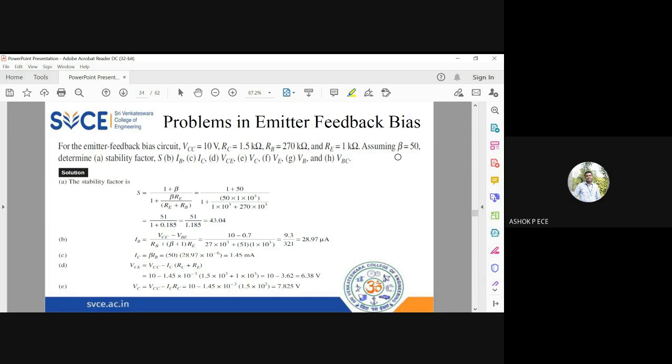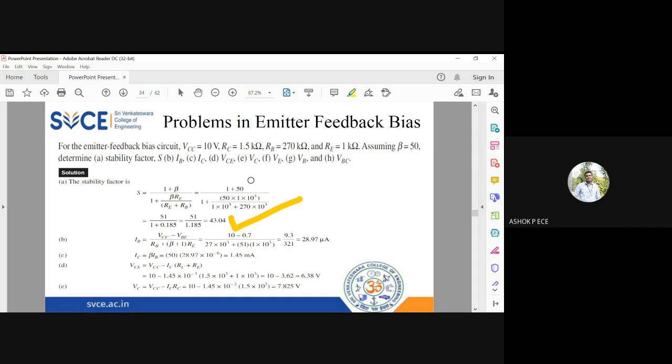So see, the first thing, stability factor. See, all these formulas you have to remember. So stability factor is (1 plus beta) by (1 plus beta into RE by RE plus RB). So substitute everything and you get the value as 43.04. 1 plus beta is 51.